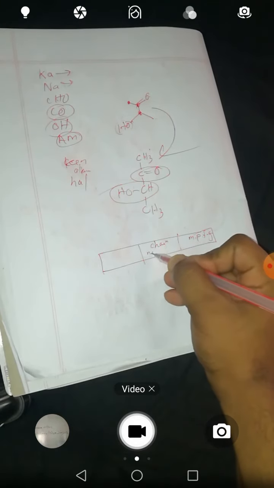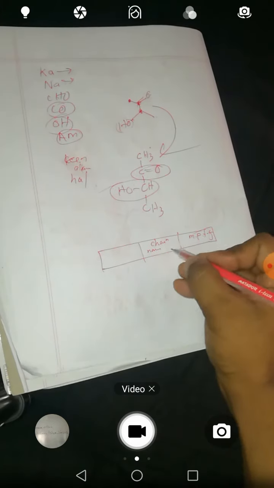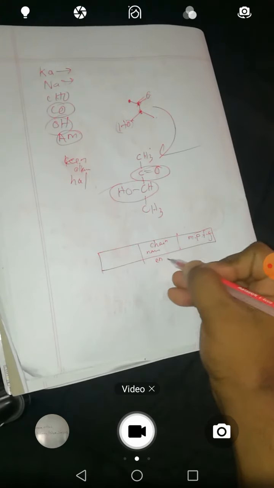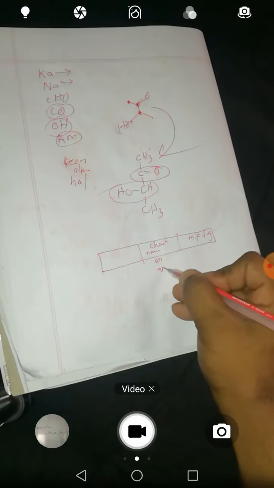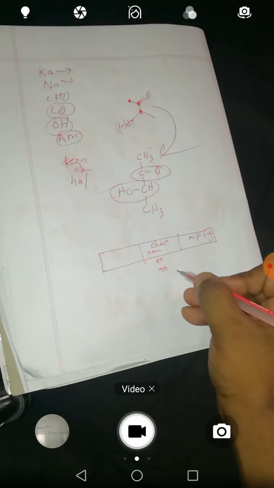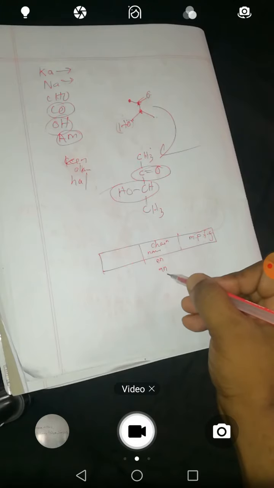Just remember that the name has got 3 parts. The part at the right is the most priority functional group. The part in the middle is the chain name, which may be "en" for alkene or "an" for alkane. And the part at the left contains the less priority functional groups.